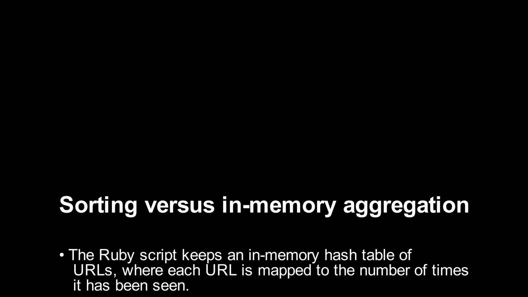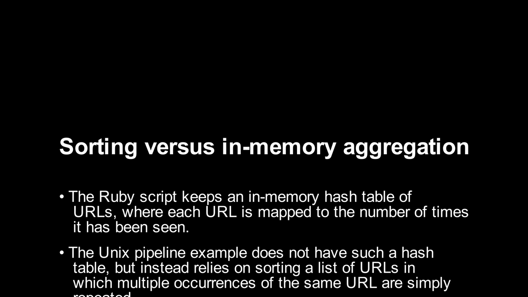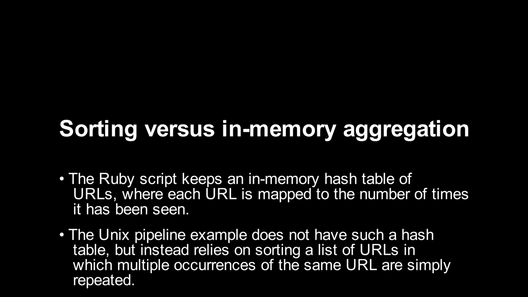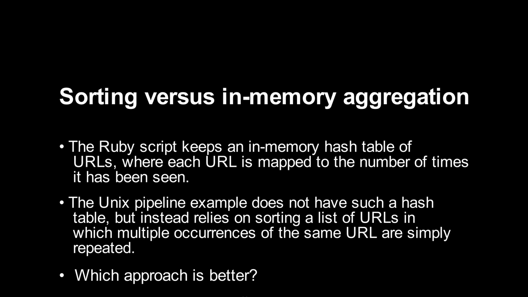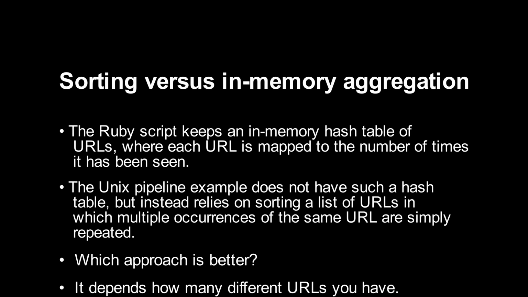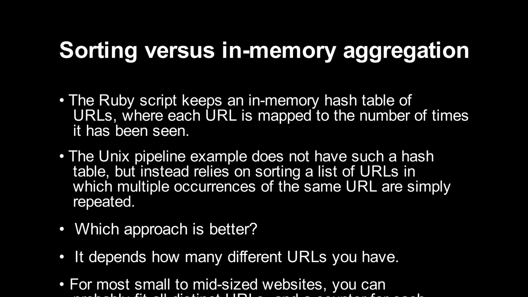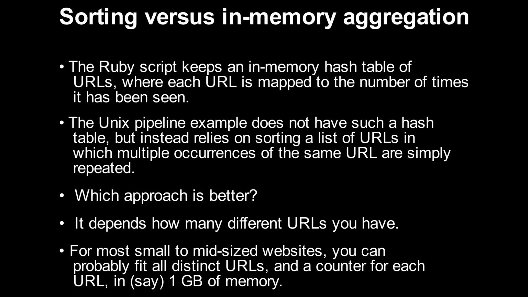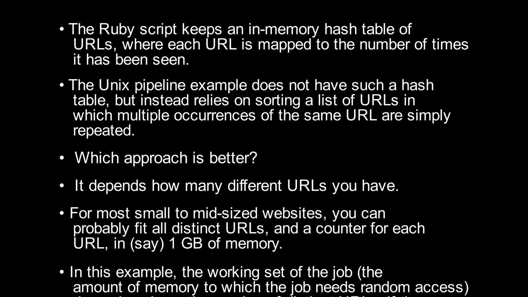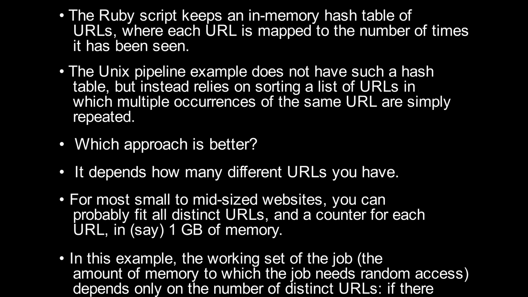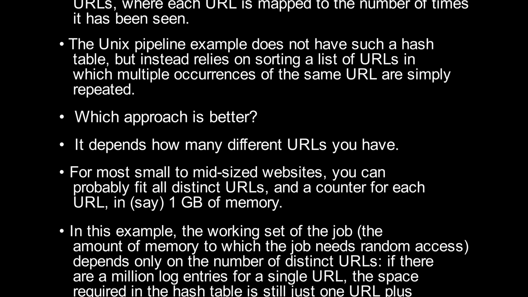Sorting versus in-memory aggregation. The Ruby script keeps an in-memory hash table of URLs, where each URL is mapped to the number of times it has been seen. The Unix pipeline example does not have such a hash table, but instead relies on sorting a list of URLs in which multiple occurrences of the same URL are simply repeated. Which approach is better? It depends how many different URLs you have. For most small to mid-sized websites, you can probably fit all distinct URLs and a counter for each URL in, say, 1 GB of memory.